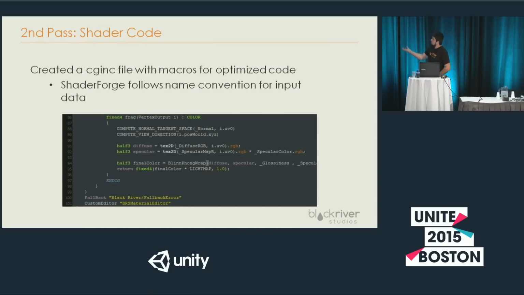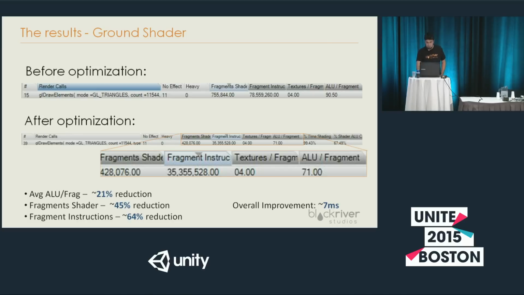So at the end, in the shader code, we created a lot of macros. Because Shader Forge has a convention for the names, I was just replacing the macros. You can see I have a macro for tangent space and view direction. I have the Blinn-Phong wrap, which is the same box I had before, and I have our custom material editor there. So the result is, I'm going to go real quick with this.